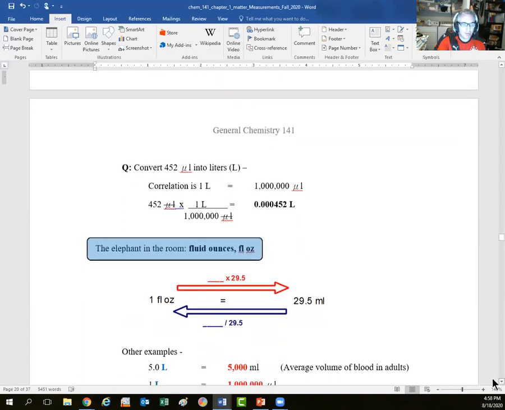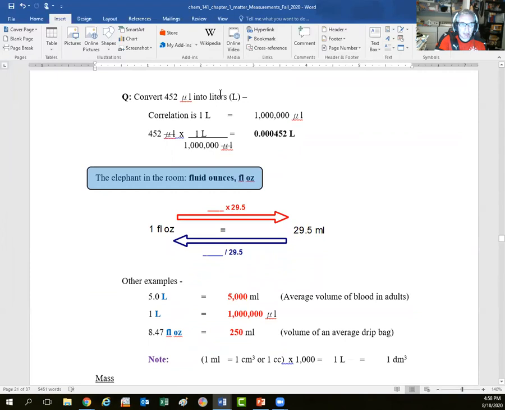Next one, 452 microlitres this time, converted into litres. That's a factor of 1,000,000 between microlitres and litres. There's 1,000,000 microlitres to make a single litre. And so we set up our calculation so that the initial units cancel out on opposite sides of the fraction. And that gives us a value of 0.000452. Factor of 1,000,000, 6 zeros, so the decimal place has moved 1, 2, 3, 4, 5, 6 times.